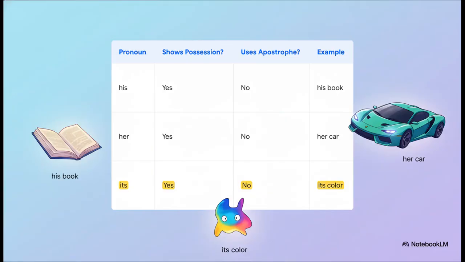Just think about it for a second. We say his book. We don't say hi's book. We say her car, not her's car. Well, its follows that exact same rule. Because it's a word that shows possession, it doesn't get an apostrophe, just like his and her.